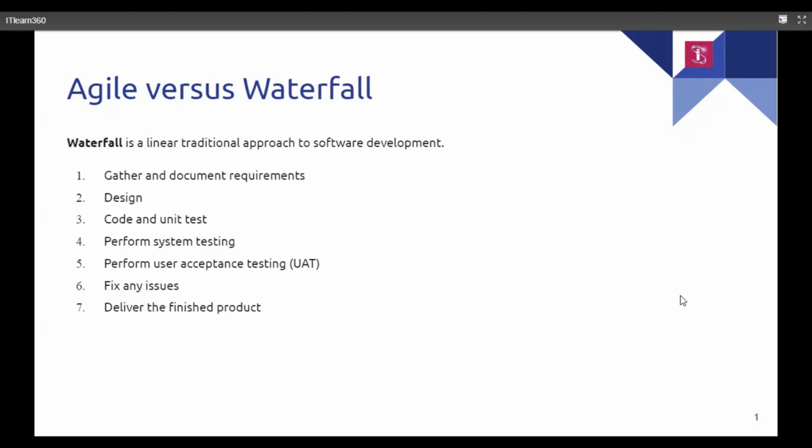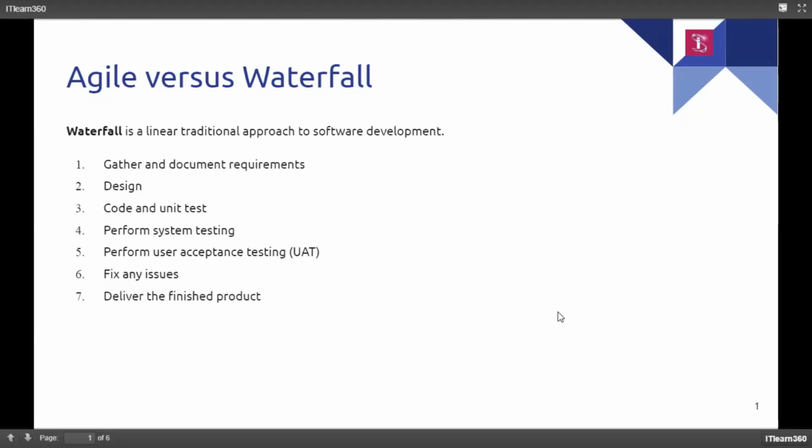As we know, Waterfall is a linear traditional approach of software development, where usually there is requirement gathering, then planning, then designing, then development, then different kinds of testing, then fixing if there is some bug, and then deployment and maintenance. That has been the regular model, or the linear model, of the Waterfall.